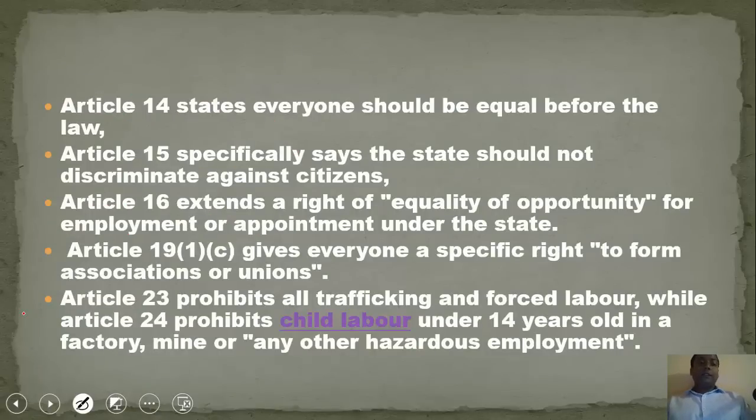First, Article 14, which states that everyone should be equal before the law. Article 15 specifically says the state should not discriminate against citizens. Article 16 extends the right of equality of opportunity for employment or appointment under the state. Article 19(1)(c) gives everyone a specific right to form associations or unions. Now Article 23 prohibits all trafficking and forced labor, while Article 24 prohibits child labor under 14 years old in a factory, mine or any other hazardous employment.